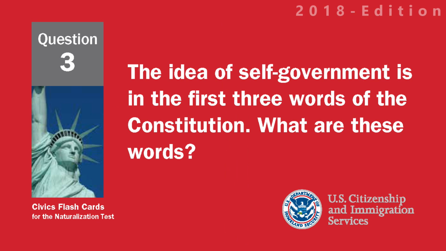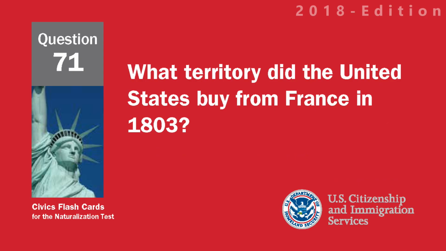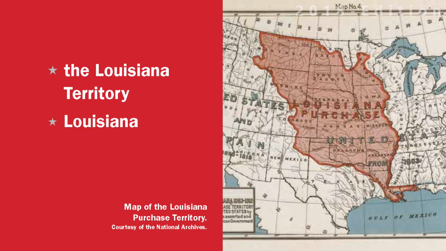The idea of self-government is in the first 3 words of the Constitution. What are these words? We the people. What territory did the United States buy from France in 1803? The Louisiana Territory. Louisiana.